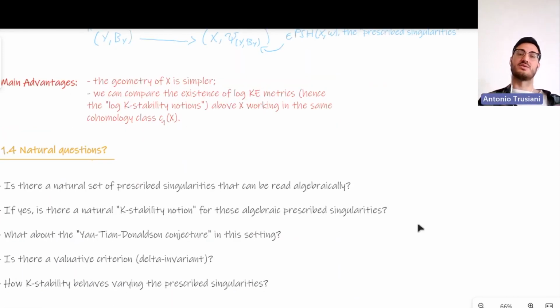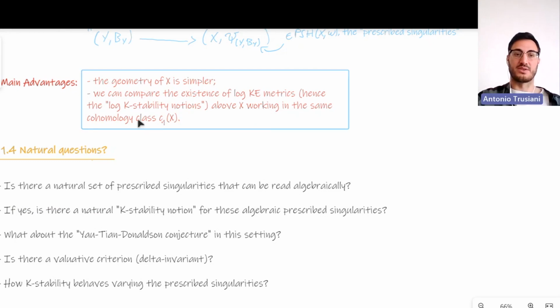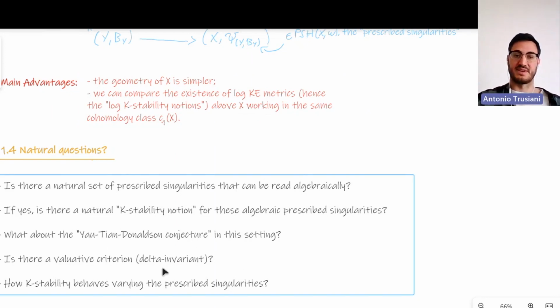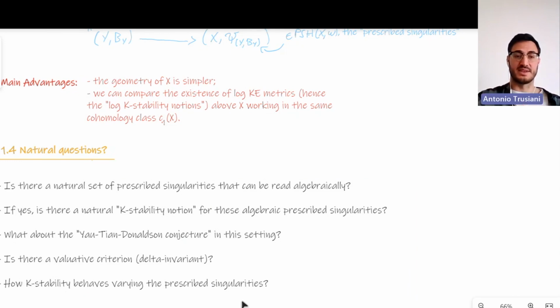Okay, so it is natural now to ask if there is some kind of prescribed singularities that are algebraic, so that can be read algebraically. And if yes, we would like to have a K-stability notion directly on X that can be connected through a Yau-Donaldson conjecture to the existence of this Kähler metric with prescribed singularities. And also, if possible, a valuative criterion, that invariant. And more important, we want to study how K-stability behaves when one moves the prescribed singularities.